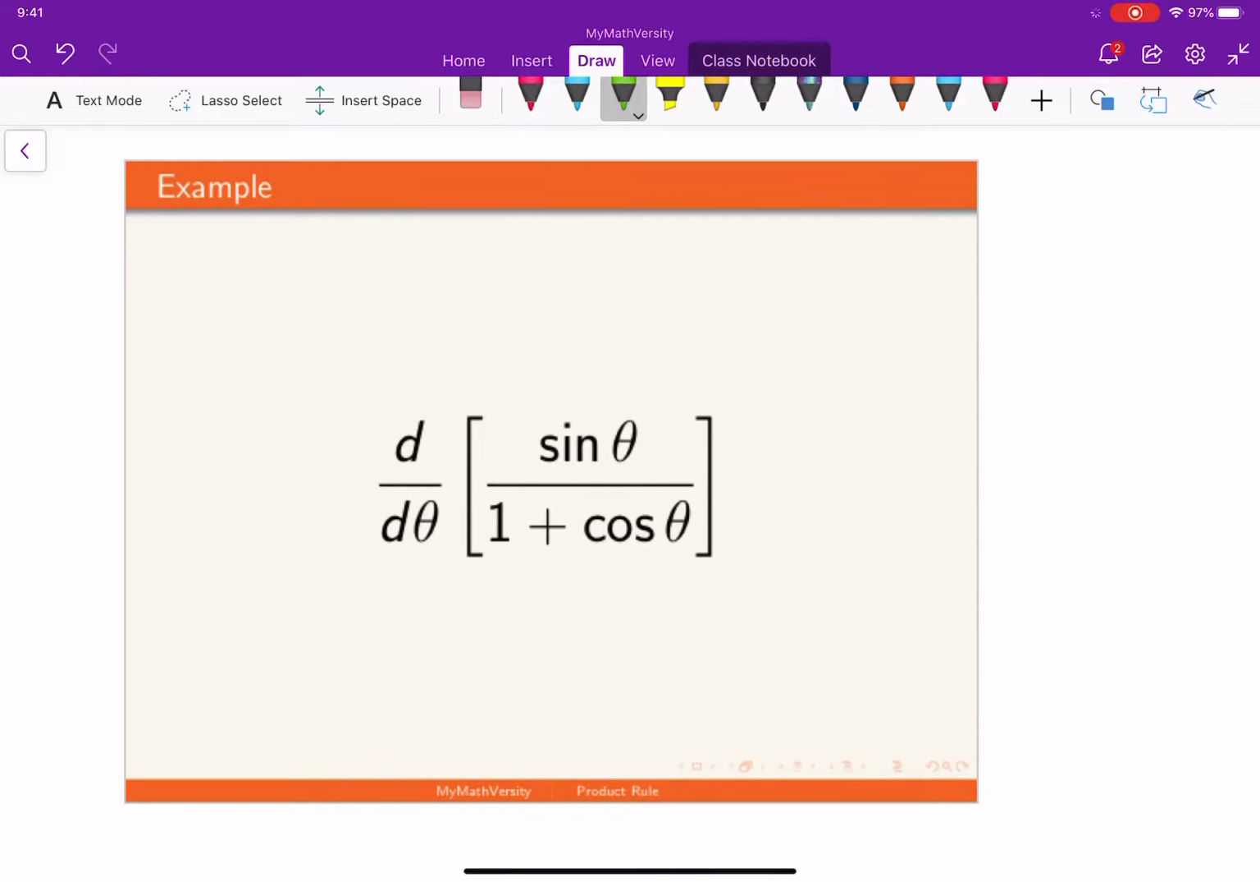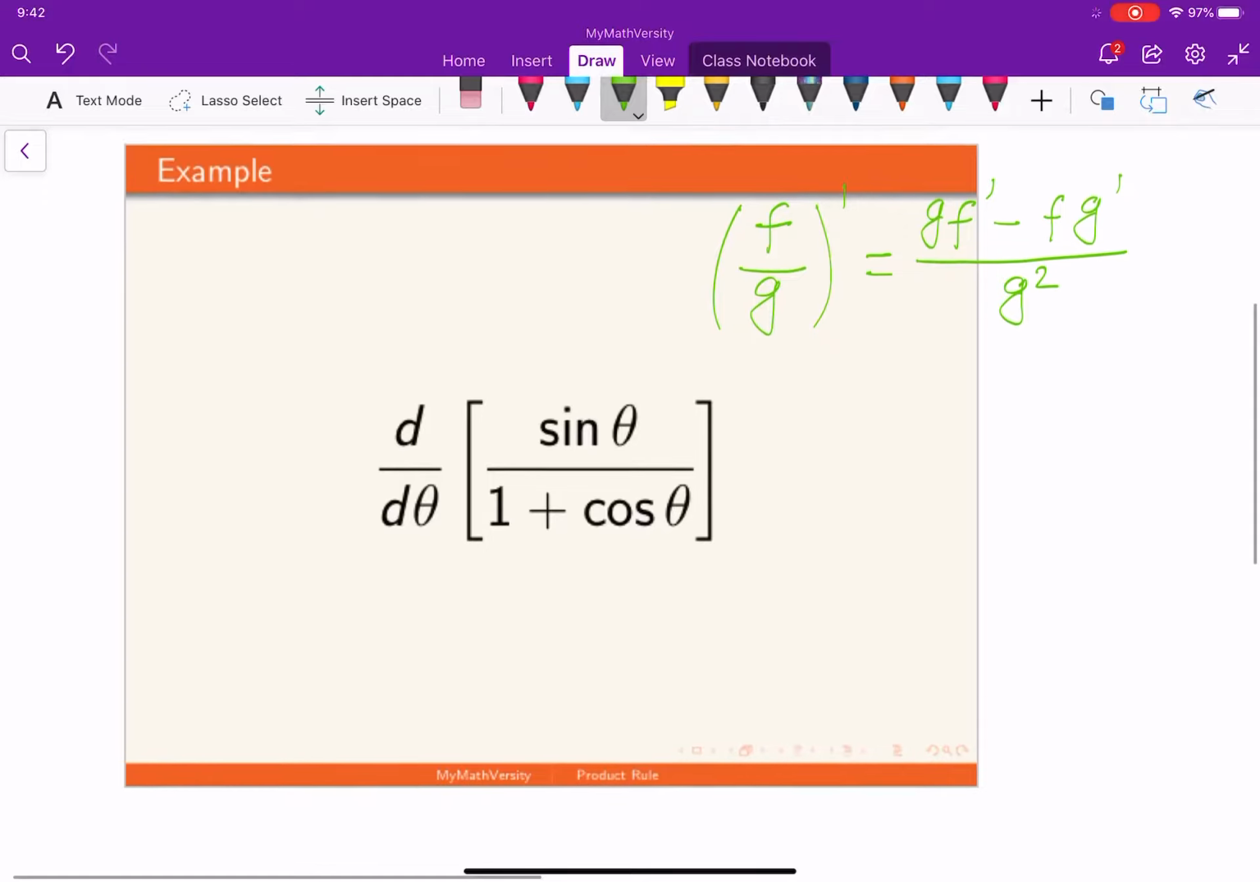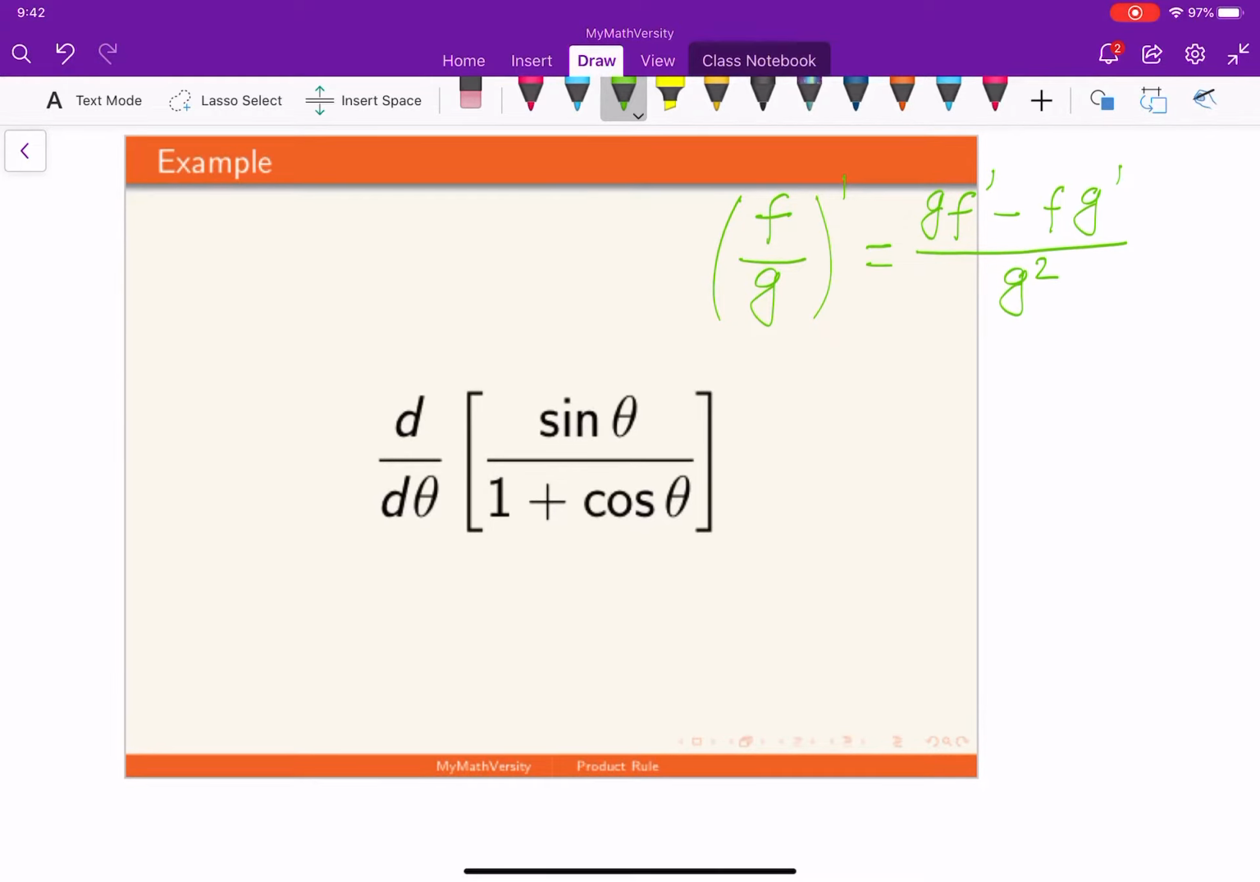If you want to use the quotient rule, what is the formula? If you have a function f at the top and g at the bottom, then the derivative with respect to the independent variable will be: write down the function of the bottom as it is, multiply by the derivative of the top, minus the function of the top as it is, multiply by the derivative of the bottom function, and everything underneath will be the square of the denominator. So this is the quotient rule.